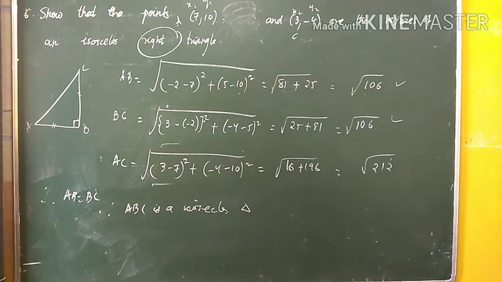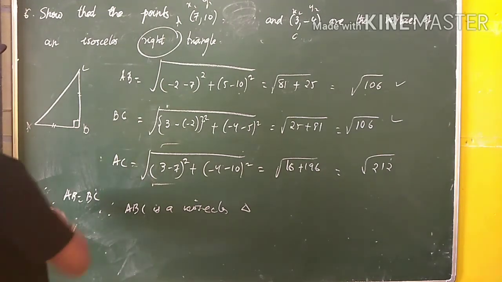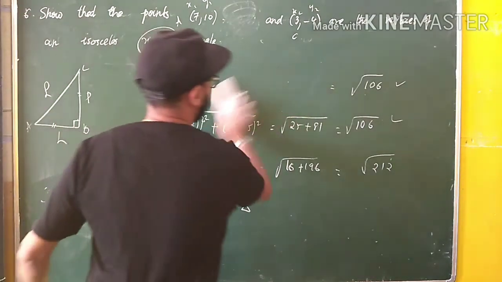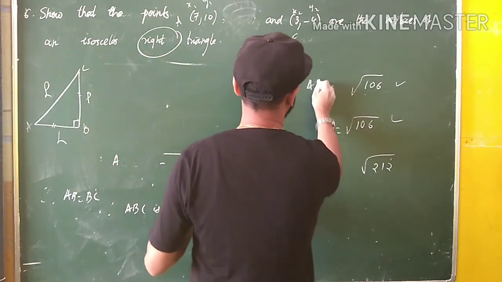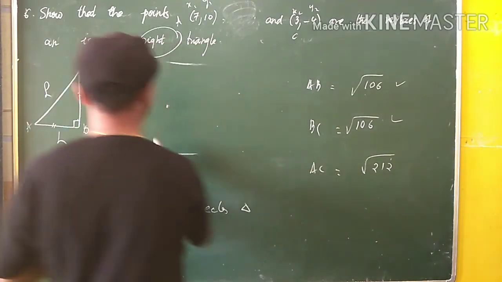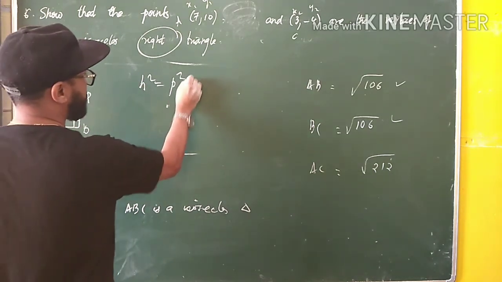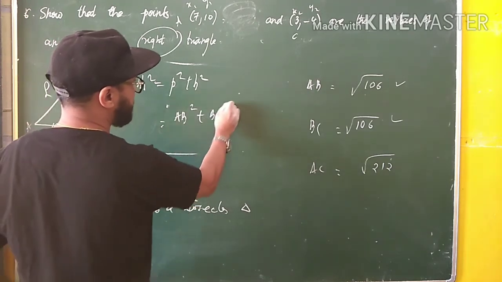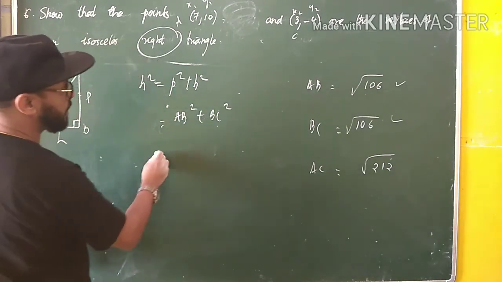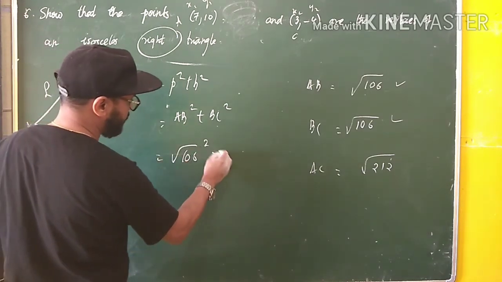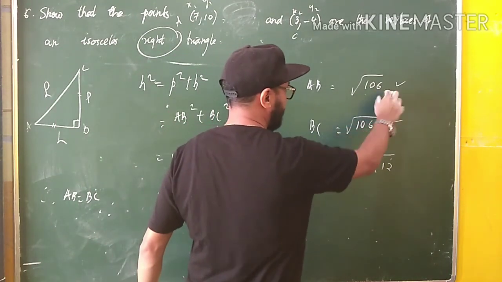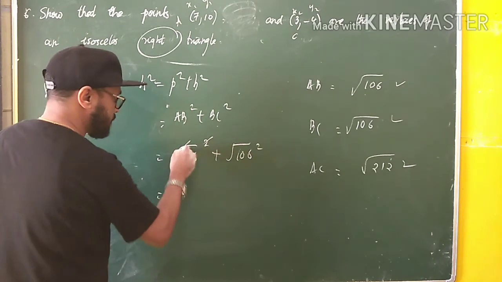Right means one of the angles has to be 90 degrees. So we know that we take this as H, P and B. Now according to the right angle triangle, this is your AB, this is your BC and this is your AC. We know that H square is equal to P square plus B square. Yes or no? So now if we take AB as P and BC as B, then we know that this is your 106 plus 106, because just when we look at this one, we can figure it out that if we add these two, we get this one. So 6 plus 6 is 12, 1 plus 1 is 2, so 212.